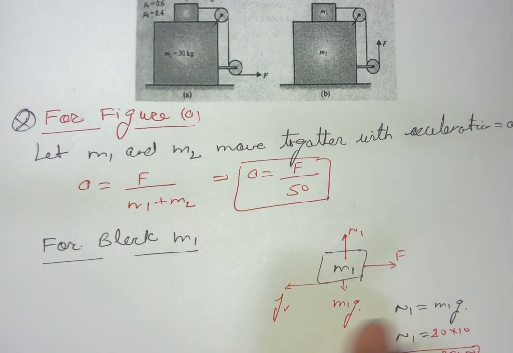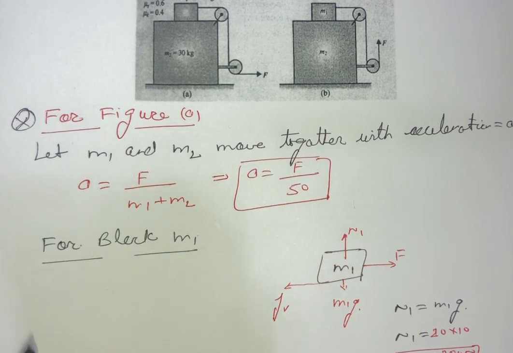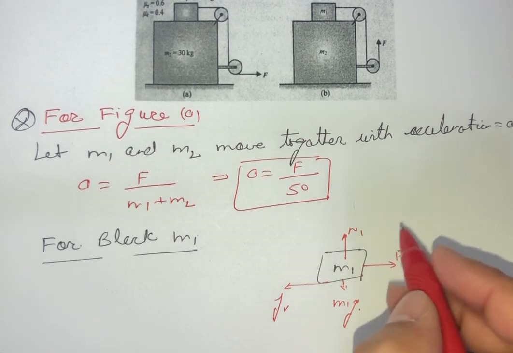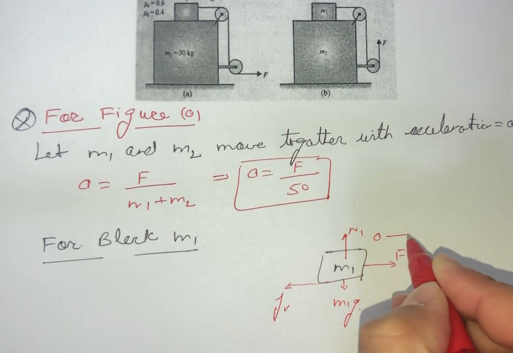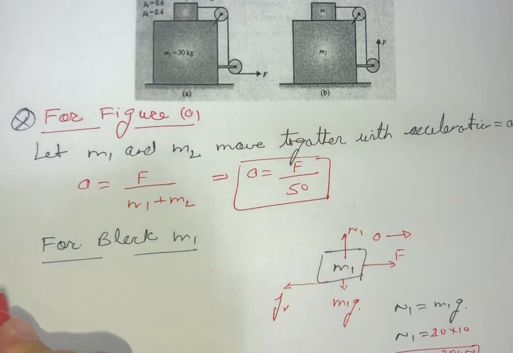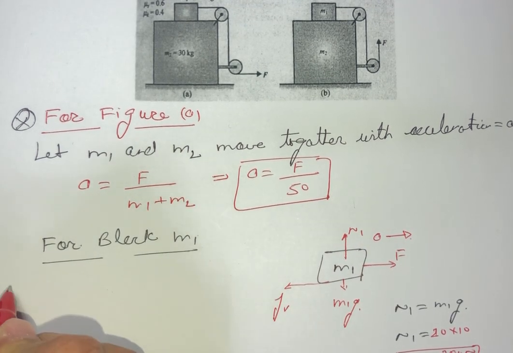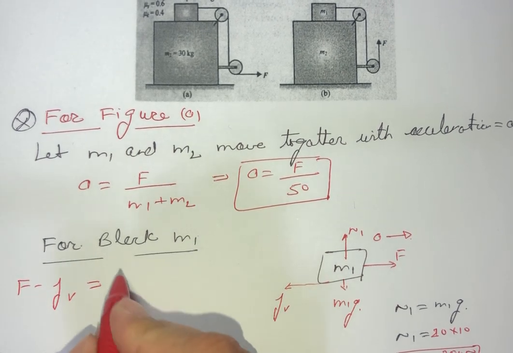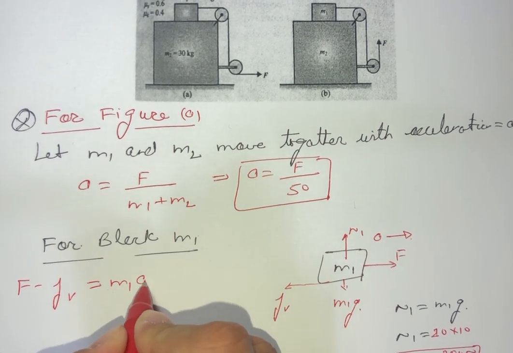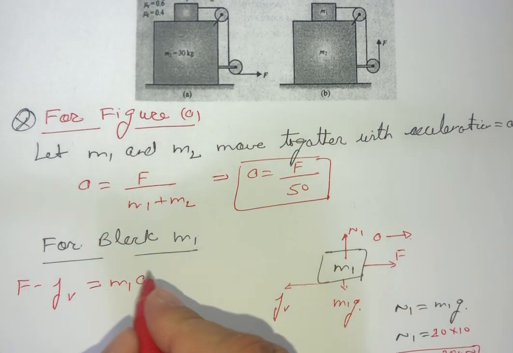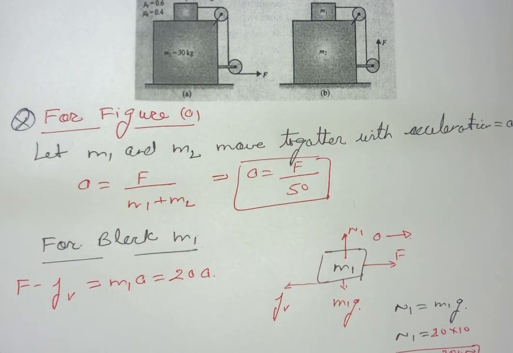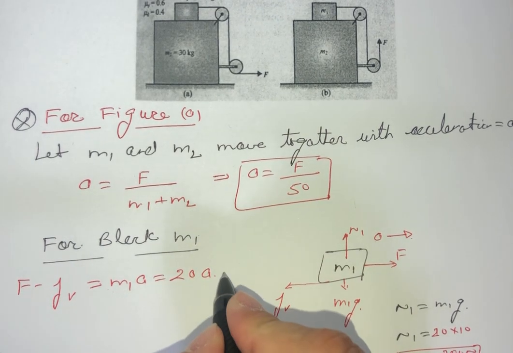And therefore we can write the equation as F, and it is moving with acceleration A in this direction. So F minus Fr is equal to M1A. M1 is 20, so this is 20A. Let us call this equation number 1.